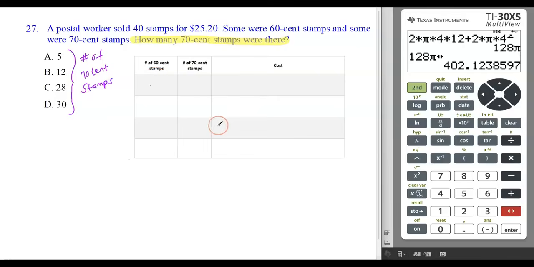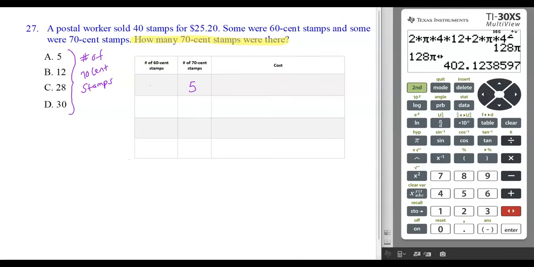Set up a table ahead of time just to organize our thinking. So let's use our answer choices to help us. Let's start with answer choice A, saying that we sold 5 70-cent stamps. So in this table here, I have a column for number of 60-cent stamps, number of 70-cent stamps. So if we use answer choice A, the number of 70-cent stamps is 5. I'll put that here. So if we sold 5 70-cent stamps, how many 60-cent stamps did I sell?